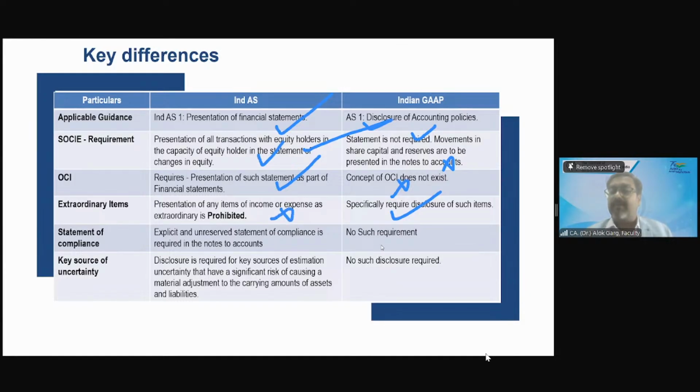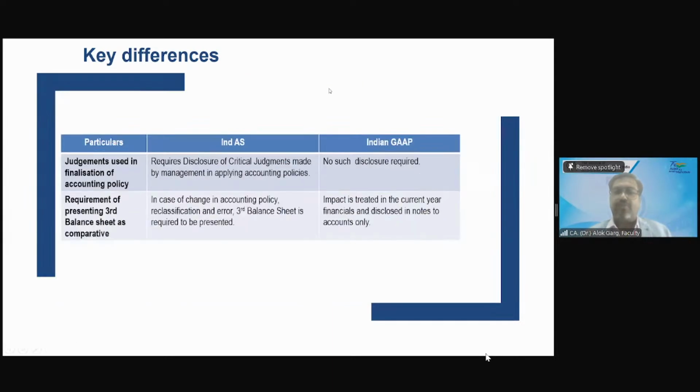A statement of compliance, whether it was required in IGAP, no such requirement. But in Ind AS it is a mandatory requirement. Explicit and unreserved statement of compliance. Key sources of uncertainty, estimate, judgment, is it required in IGAP? Answer is no. It is required to be disclosed in Ind AS. Okay. Judgments and key sources of uncertainty. Third balance sheet. Whether third balance sheet concept was there in IGAP? No. Is it there in Ind AS?